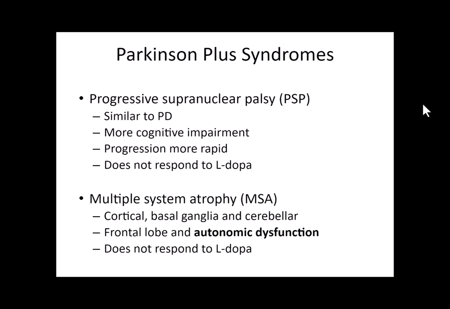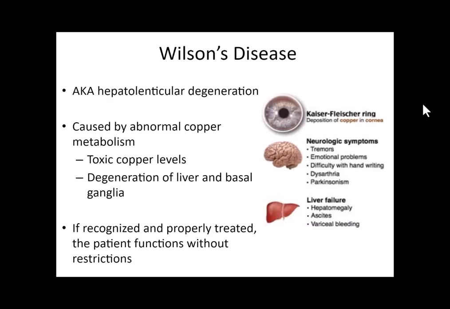In addition to the Parkinson's plus, there's also something known as Wilson's disease. This is also known as hepatolenticular degeneration. And what happens here is that the person isn't able to metabolize copper properly. Copper builds up in both their liver and their basal ganglia. If it's identified early on, the patient can function without restrictions.